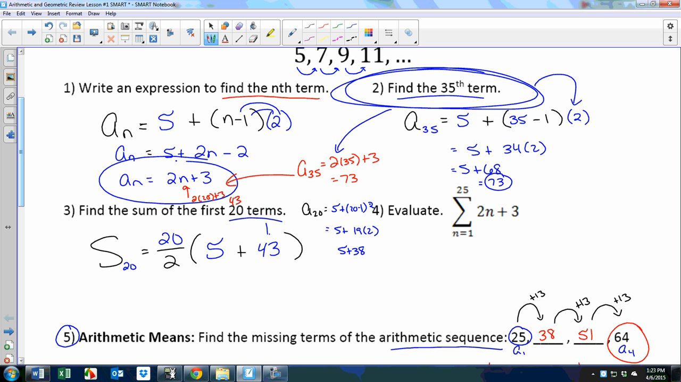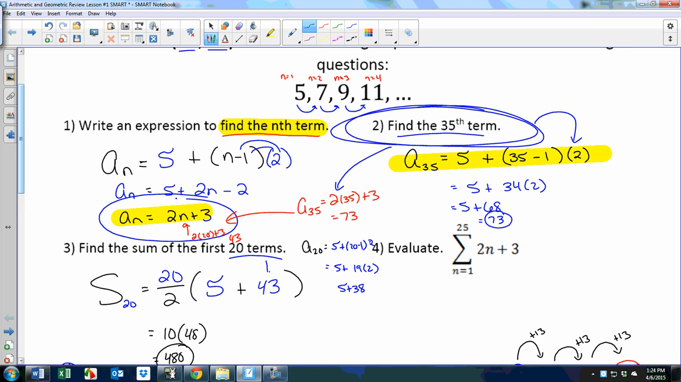You can get that 43 answer either of the two ways, using the formula you wrote for any term, or using the method we did here, using the original sequence formula that works for any sequence. All right, but then finish it off. This is 20 divided by 2, 10, times 48. Your sum would be 480.